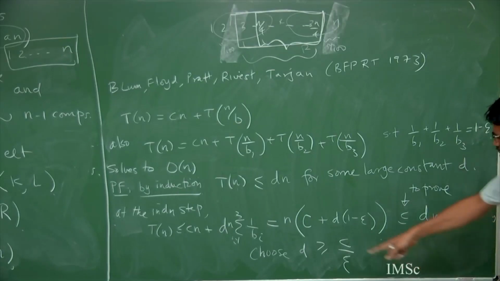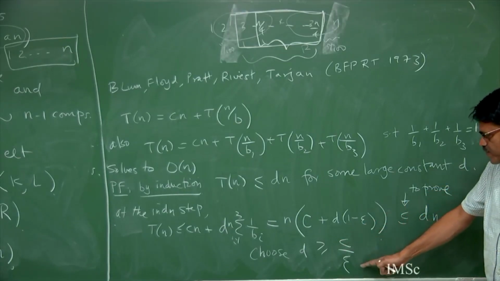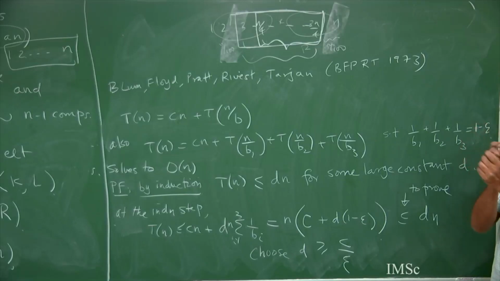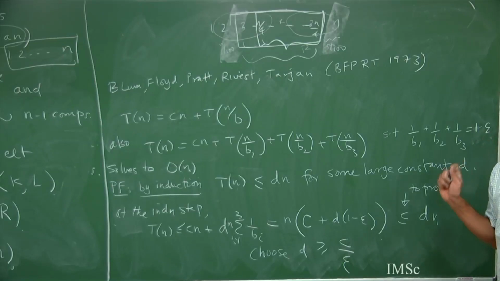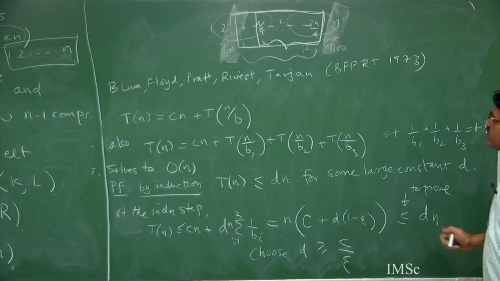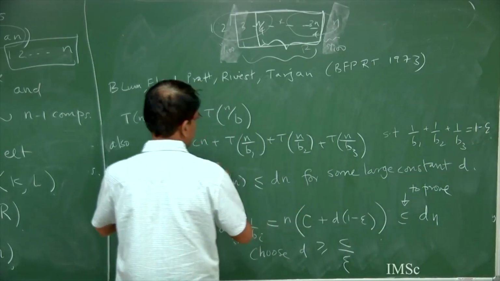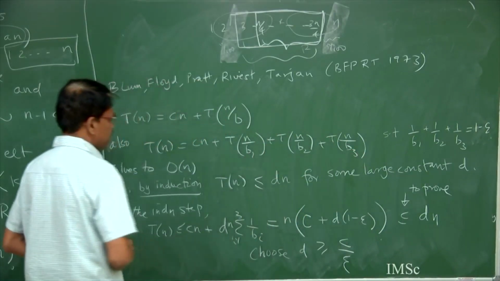So, I know these values as long as you choose d to be greater than or equal to c by epsilon, and also whatever the constant in the base cases, choose d to be larger than that, then you would have shown this. So, it is important that epsilon is strictly greater than 0. Okay. So, now I will tell you what their algorithm is. Essentially, it fits into this recurrence.